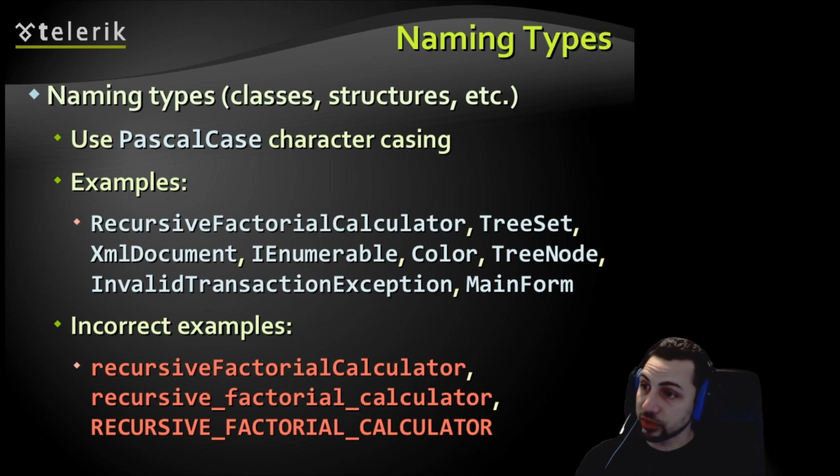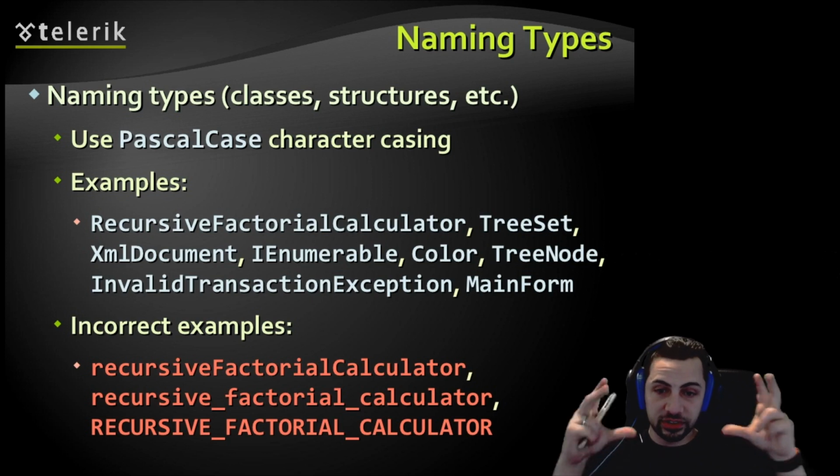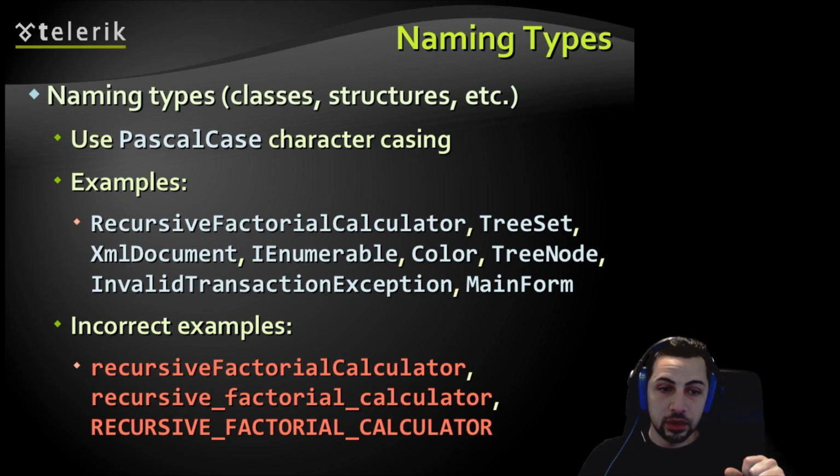I is a special first character, meaning that it's an interface. But other than that, they should be nouns. A recursive factorial calculator. It's a noun. A tree set calculator. IEnumerable is the one sort of exception. It's something that is enumerable. Okay.